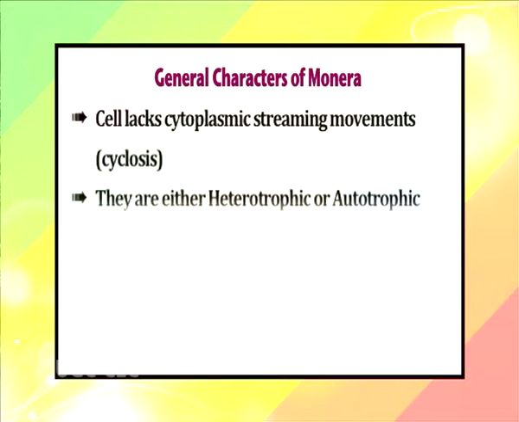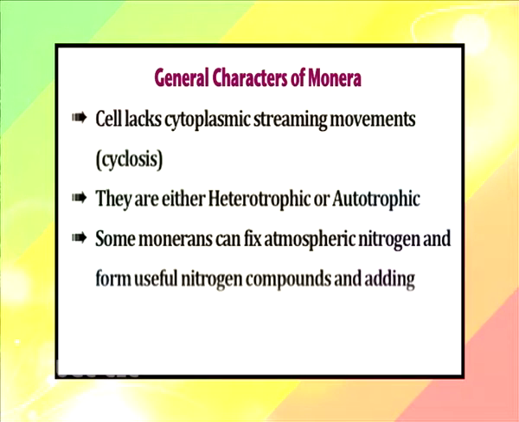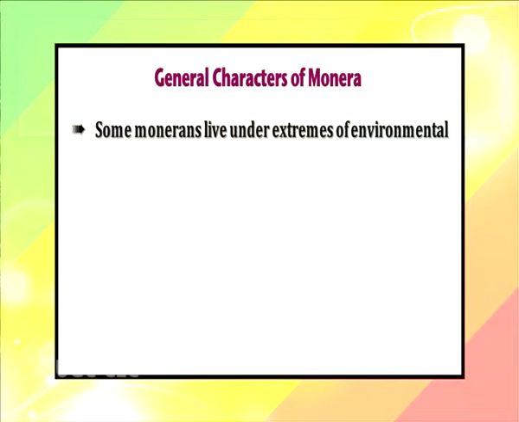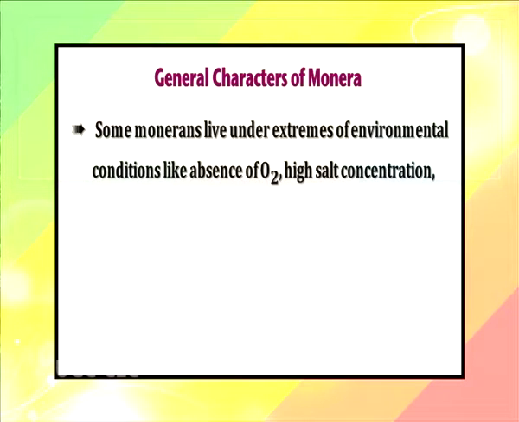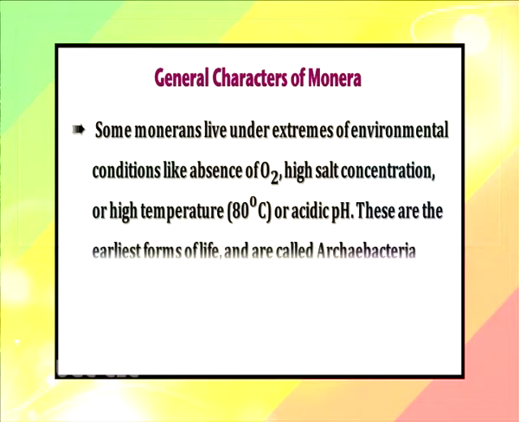They are either heterotrophic or autotrophic. Some monerans can fix atmospheric nitrogen and form useful nitrogen compounds, thus adding fertility to the soil. Some monerans live under extremes of environmental conditions like absence of oxygen, high salt concentration or high temperature, that is up to 80 degrees Celsius, or acidic pH. These are the earliest forms of life and are called archaebacteria.